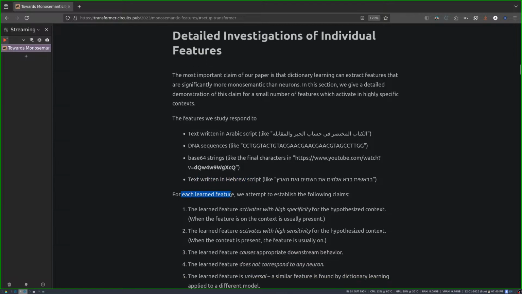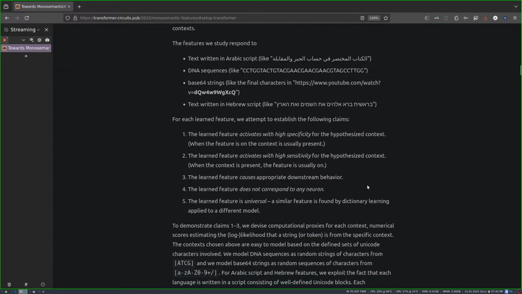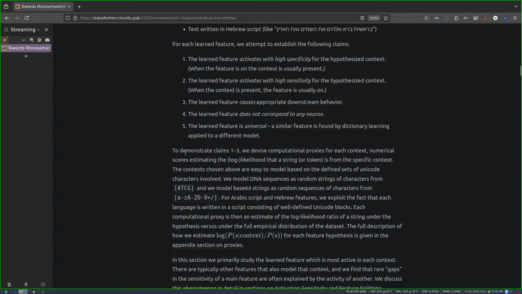For each learned feature, we attempt to establish the following claims. The learned feature activates with high specificity for the hypothesized context. The learned feature activates with high sensitivity. To demonstrate claims 1 to 3, we devise a computational process for each context.